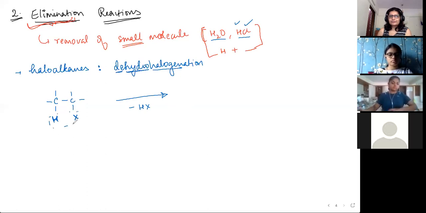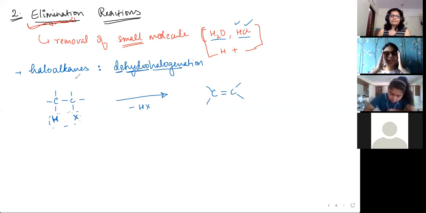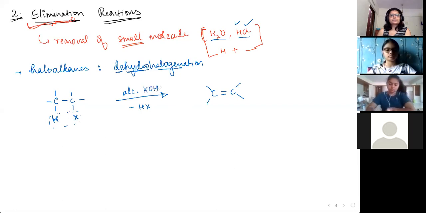Once these are removed, carbon needs to fulfill its four valency, so they just turn to each other. So the product of dehydrohalogenation on haloalkanes is an alkene. This is done in the presence of alcoholic KOH.